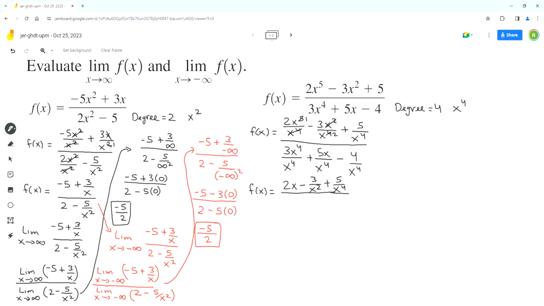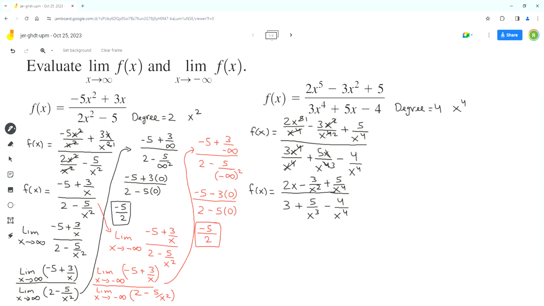Now in the denominator, x^4 gets cancelled out. So we're left with just 3, and then plus, in the second term, 1 x in the numerator and the denominator will get cancelled out. So we get 5 over x cubed, and then minus 4 over x^4.